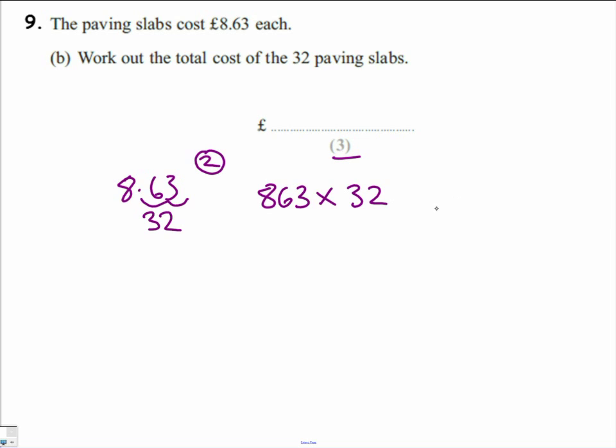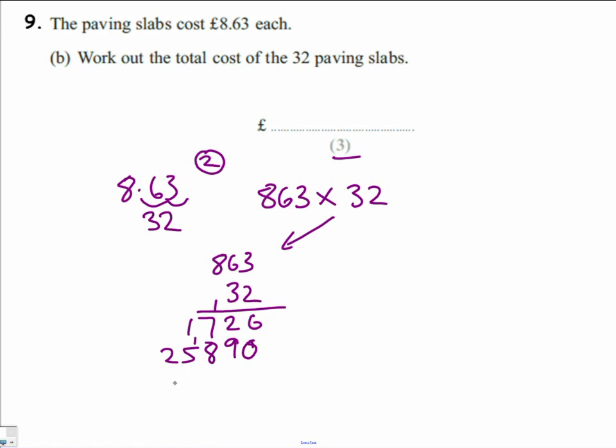And I can do that in a number of ways. I can do it using the column method. So 863 times 32. 2 times 3 is 6. 2 times 6 is 12. And 2 times 8 is 16, plus the one I carried is 17. The 3 here is a 30, so we need to put a 0, a holding 0. 3 times 3 is 9. 3 times 6 is 18, carry the 1. 3 times 8 is 24, plus the 1 is 25.